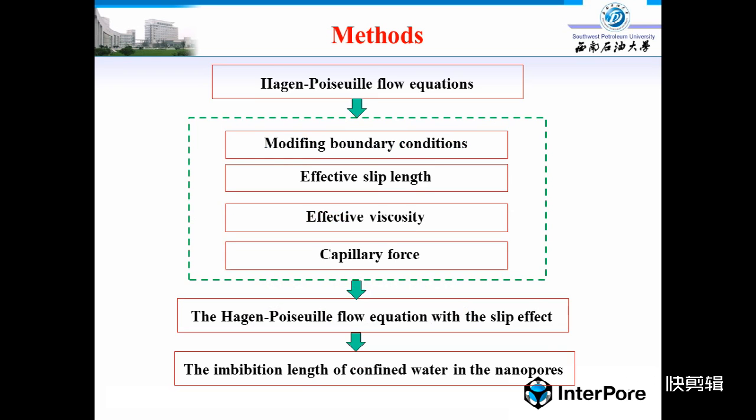Section 2 is the specific introduction of our research content, based on the Hagen-Poiseuille flow rate equation, which is under no-slip boundary conditions. We modify the boundary conditions: effective slip length, effective viscosity, and the capillary force. Then we get the Hagen-Poiseuille flow equation with the slip effect. Now let's see the first one.